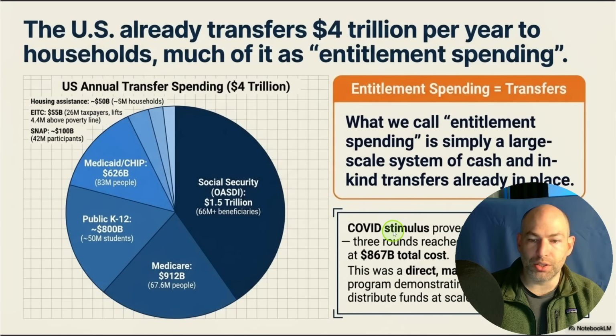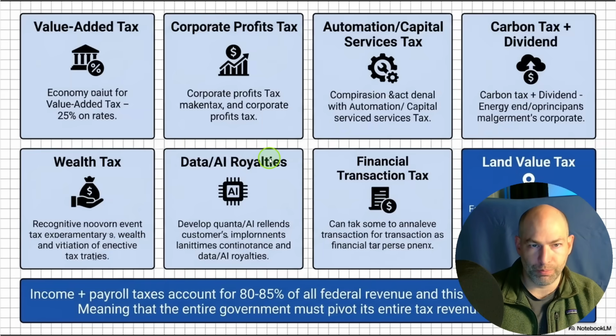The COVID stimulus checks are an example of basically a direct UBI. Three rounds reached 160 million households at $867 billion total cost. That was a direct, massive transfer program demonstrating the capability to distribute funds at scale. Now, that was a lot of money, and it was not sustainable at the time. That goes back to the fact that when you look at how to replace wage-based income, you do not want to rely entirely on government spending. You want to boost capital.